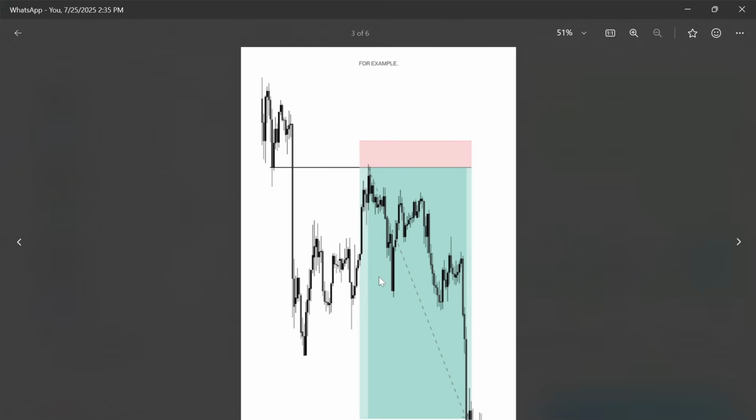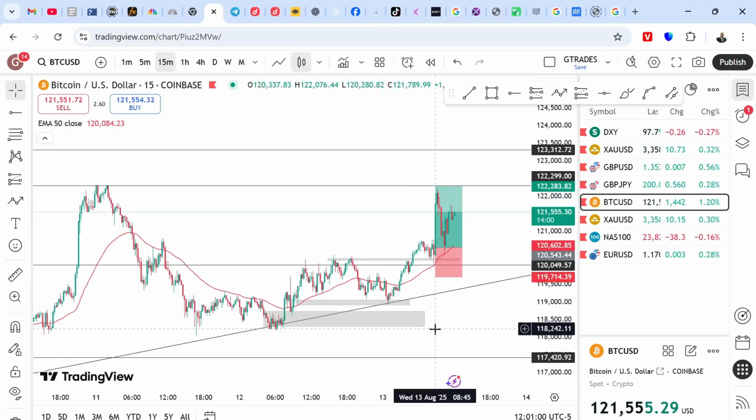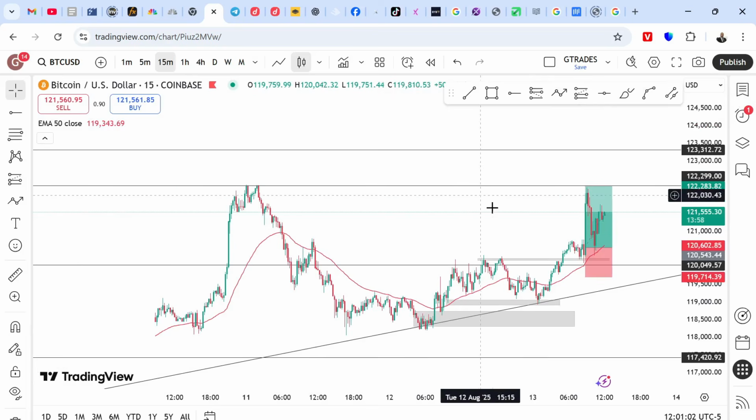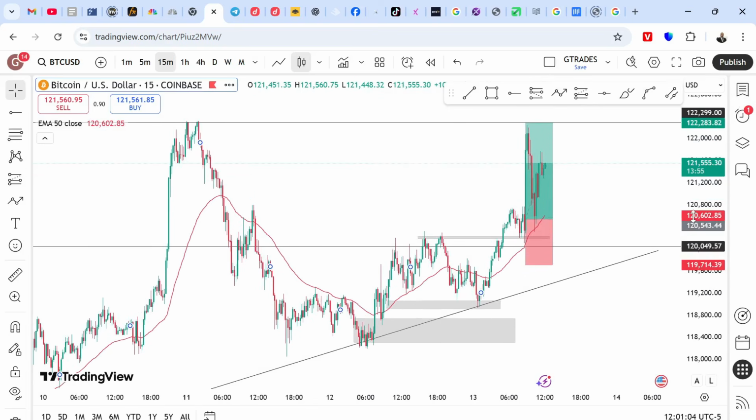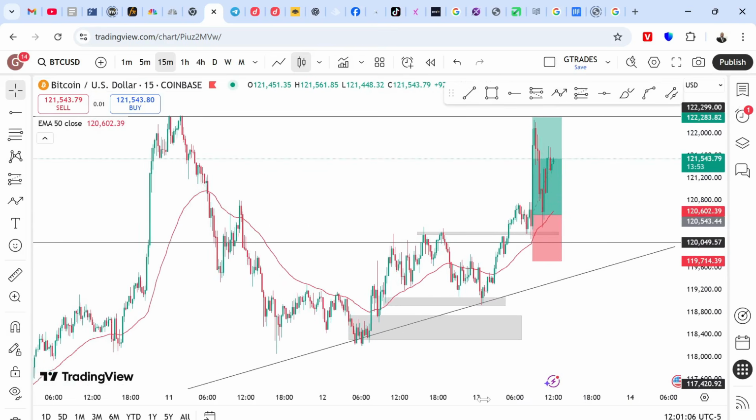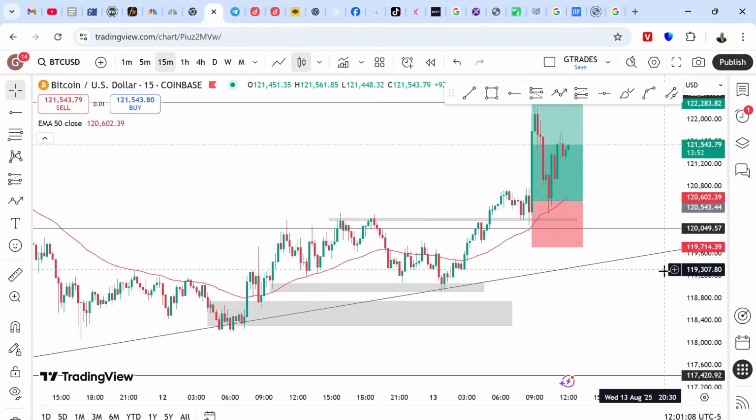So let me show you the trade I was able to take today, and I sent the same trade on BTC USD to my inner circle community. Now, this is the trade that I took today. And if you look at the concept, I will just be sharing with you on the 15-minute time frame because I don't want the video to be that long.